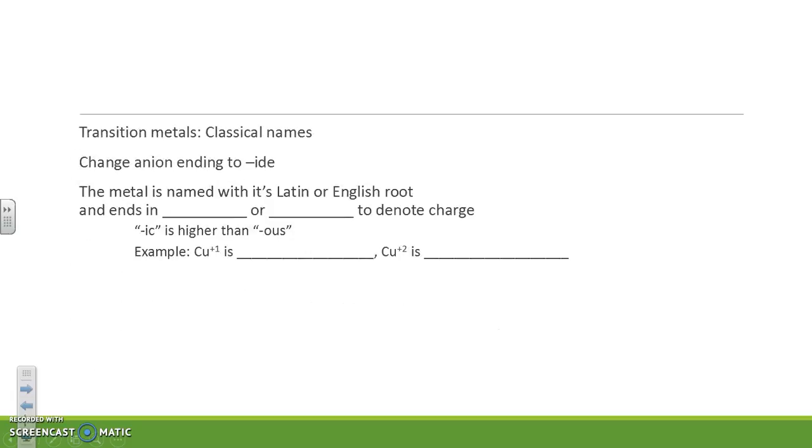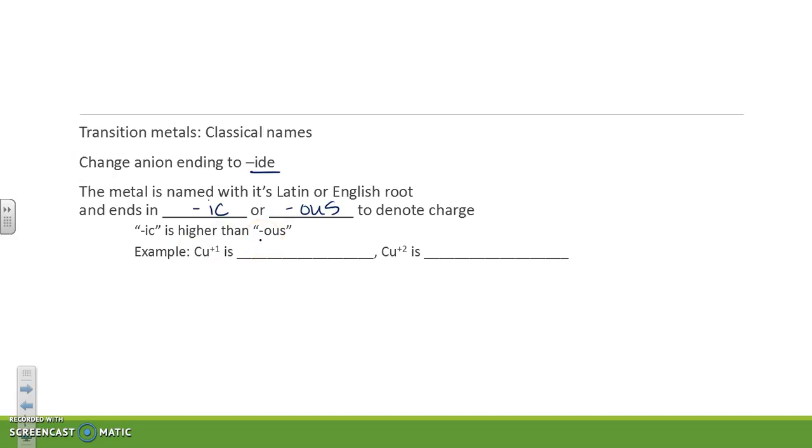Okay, transition metals. The other way you can name them is the classical or the old way of doing it, which we don't really do, but I'm going to teach you anyways because it's always nice to know because they do use both. So you're still going to change the ending to IDE. The metal is named with its Latin or English root. Okay, and I say Latin or English because those are the majority of them, but some of them come from others. And it ends in either IC or OUS to denote the charge. So IC is higher in charge than OUS.